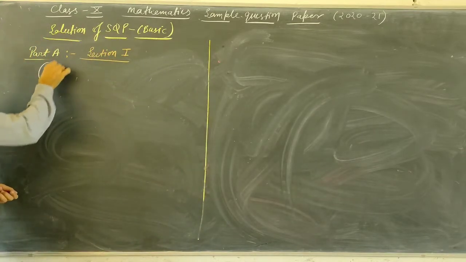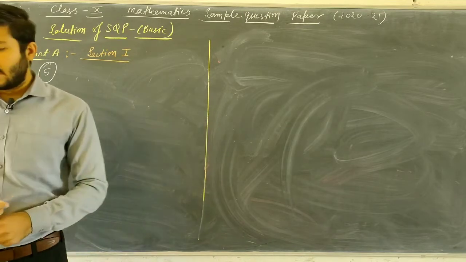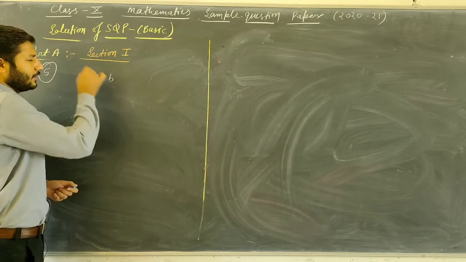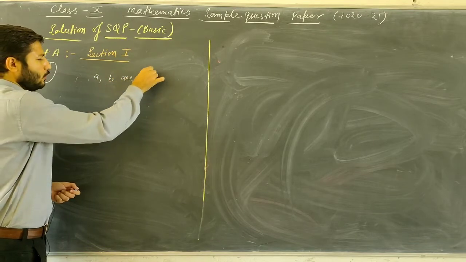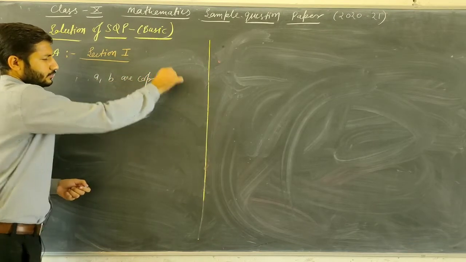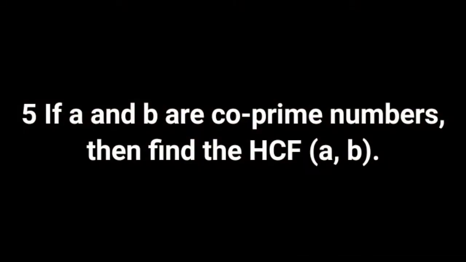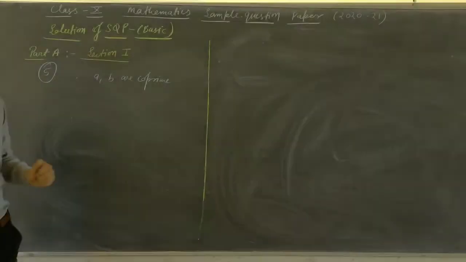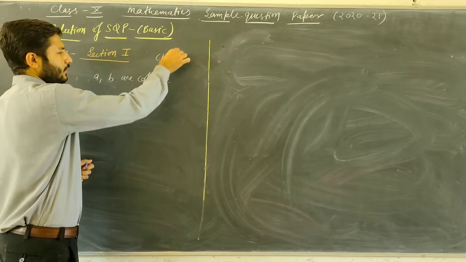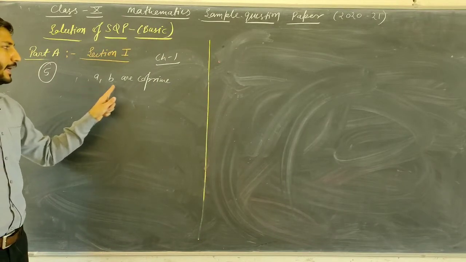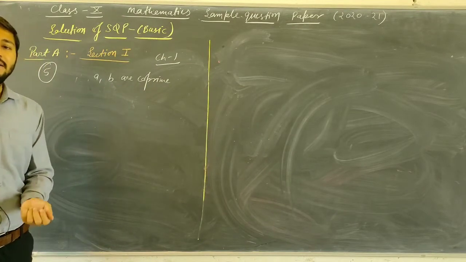Student, after question number 4, question number 5. In question number 5, what is given? If a and b are co-prime numbers, then find the HCF of a and b. Look beside this question is also considered from chapter number 1. If you are having two co-prime numbers a and b, then what is the HCF?